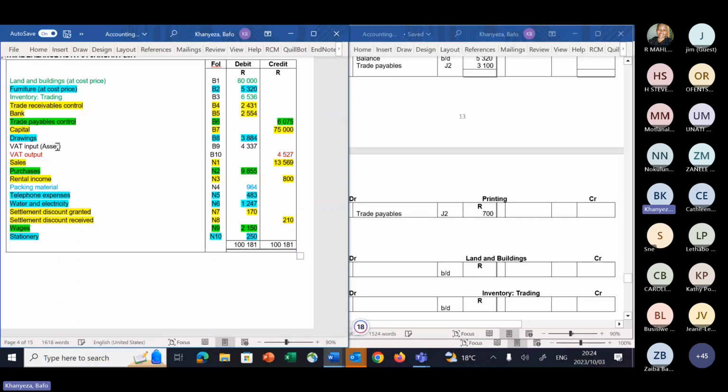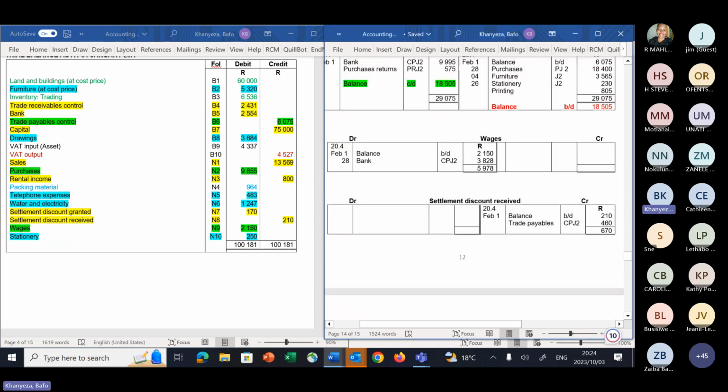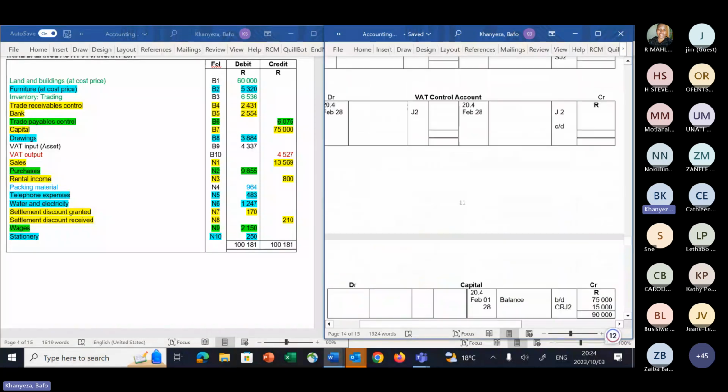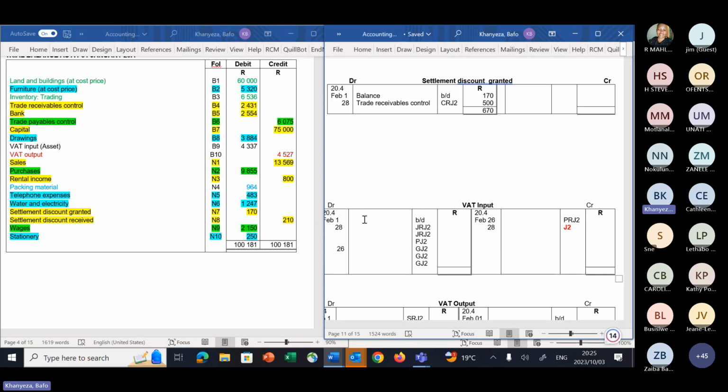VAT input is an asset because it's what the owner paid when he bought something. It was collected by his supplier. So it's an asset to him because he can claim it back from SARS. So it's a debit anyway. This is the money he has already paid. If it's not yet paid, it's still going to be part of the liabilities, in trade payables. So he's going to end up paying it. It's a liability.